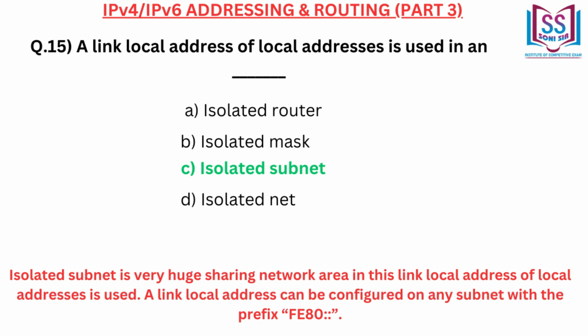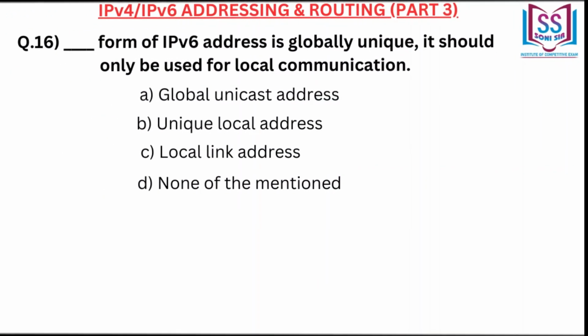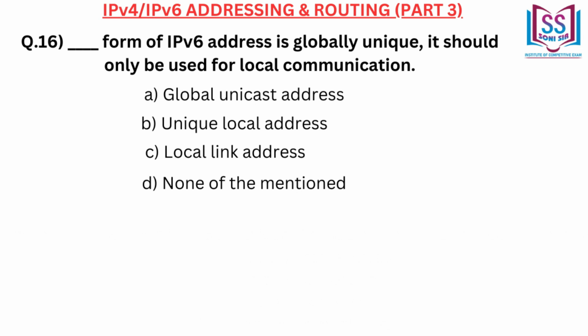Isolated subnet is a very huge sharing network area. In this, link local addresses are used. A link local address can be configured on any subnet with the prefix FE80. This form of IPv6 address is not globally unique. It should only be used for local communication.